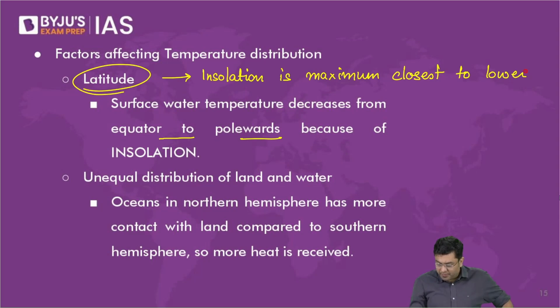So, insolation is maximum at lower latitudes in general.